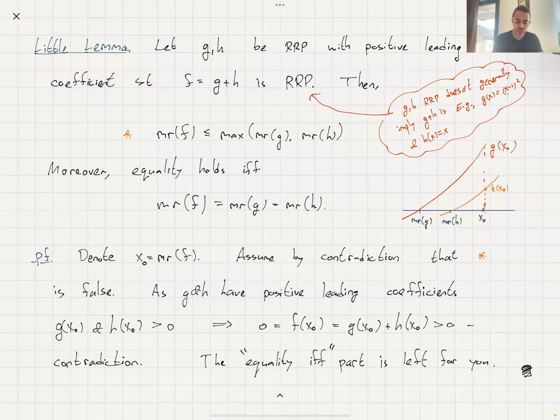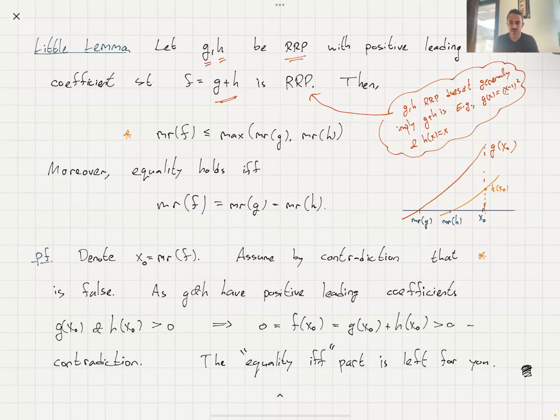Say we have two real-rooted polynomials, G and H. Recall RRP is an abbreviation for real-rooted polynomials. Assume they both have positive leading coefficients. They can have any degree, but a positive leading coefficient. And let's assume that their sum, which we also denote by F, is also a real-rooted polynomial.